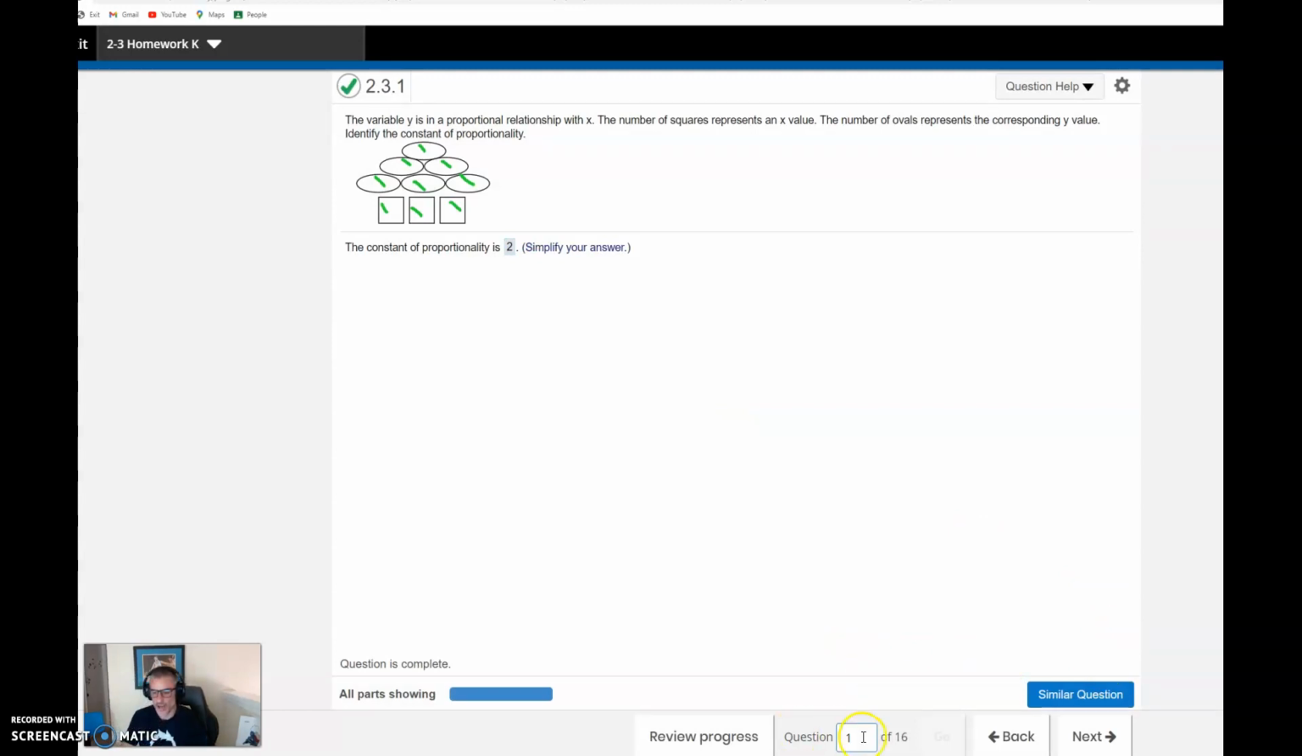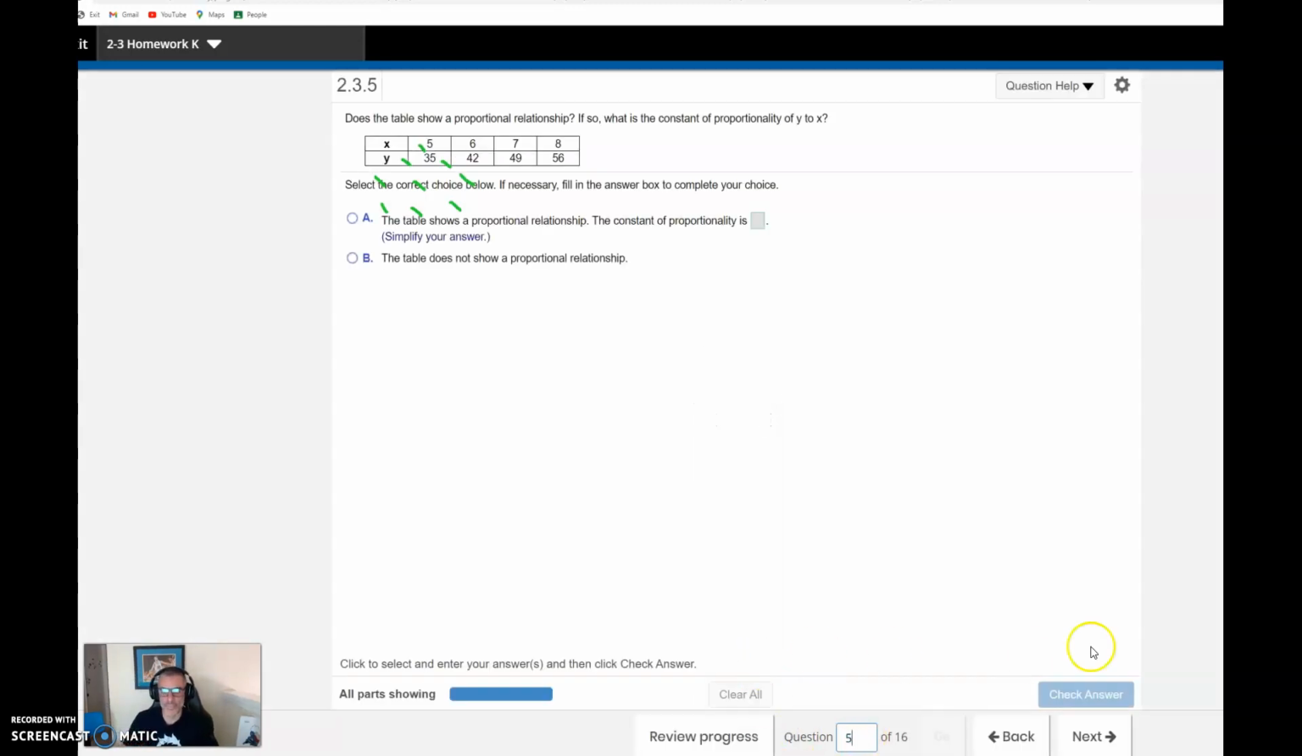All right, let's take a look at number 5. Number 5, they give us a table. This is similar to what you guys have worked on before. It asks whether the table shows a proportional relationship. So we don't know if this is actually proportional. The way that you figure it out is you say, what is the ratio of y to x? If it is the same thing every single time, then it is proportional. If it's not the same thing, then we have a non-proportional relationship.